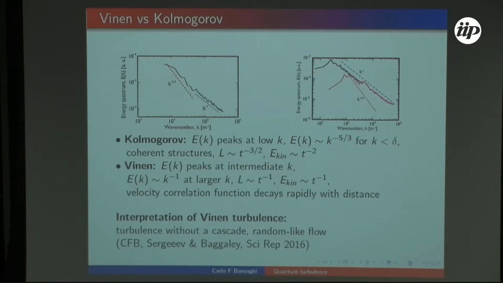If you look at the velocity correlation function, you also notice that the Vinen turbulence is very little correlated. If you move away from one position, essentially the correlation drops. So how do we interpret this turbulence? Therefore, essentially some kind of random flow. The vortices don't like to be parallel to each other. They're random. Okay? So it's a turbulence without a cascade. That's how we try to put it.